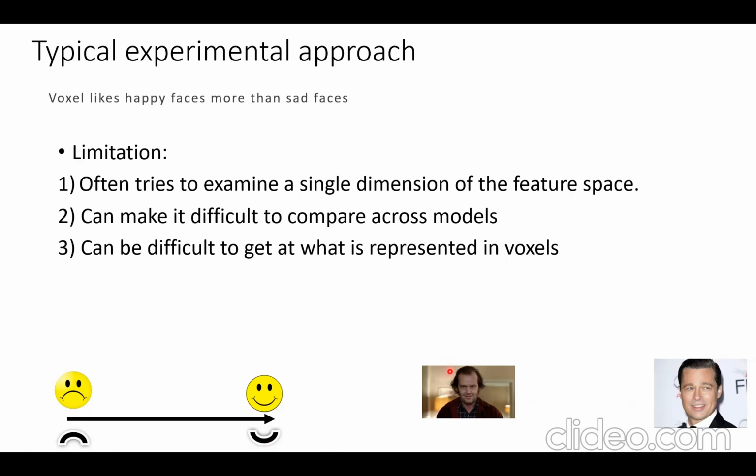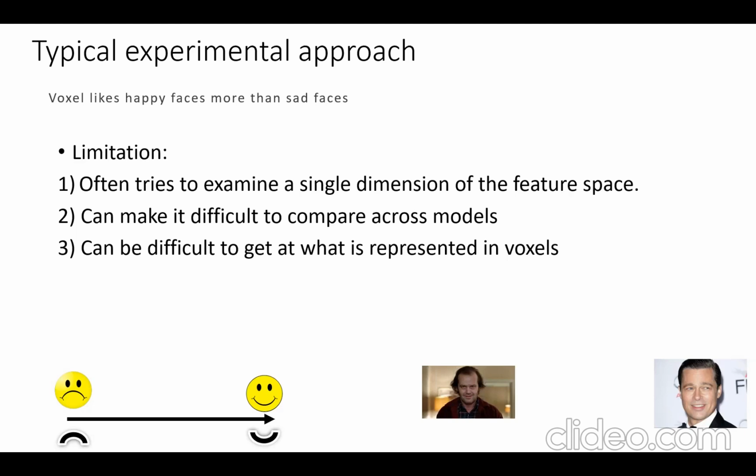For the people that don't know, that's Jack Nicholson in The Shining when he's just about to attack his family. So although he's smiling, it's not a positive emotion. That's Brad Pitt smiling at the red carpet. So yes, we can basically create further experimental designs to address these types of questions, but with a single experiment, it may be a bit more difficult.